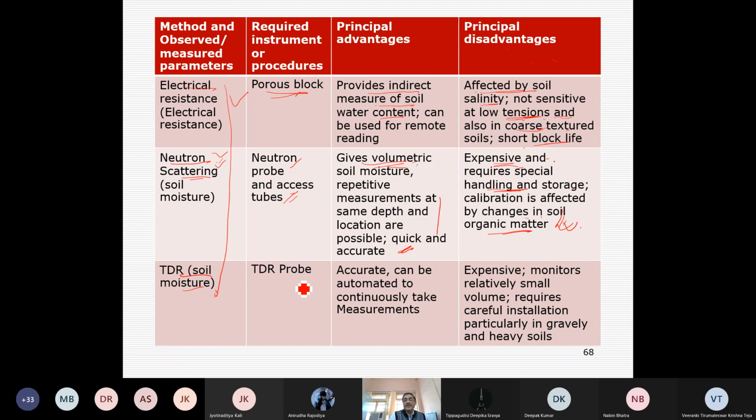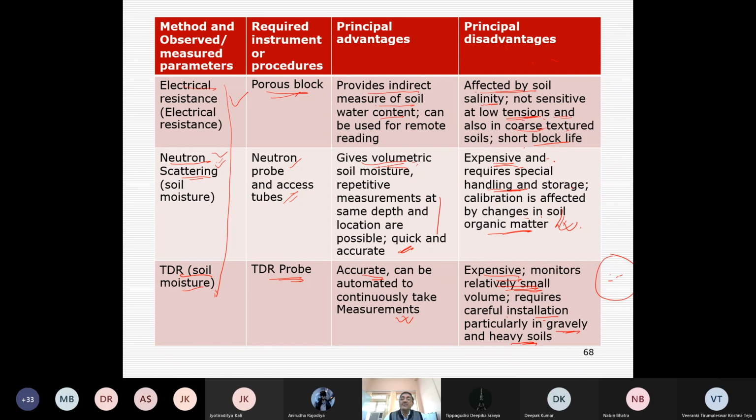Like TDR, if a TDR probe is used, it is accurate, can be automated, and can take measurements continuously. It is very expensive, monitors a relatively small volume of soil, requires careful installation, and so on. So we should be particularly careful in gravelly and heavy soils.